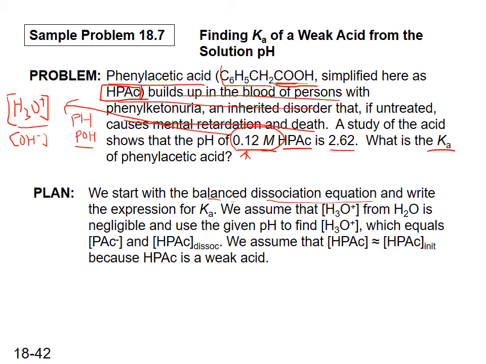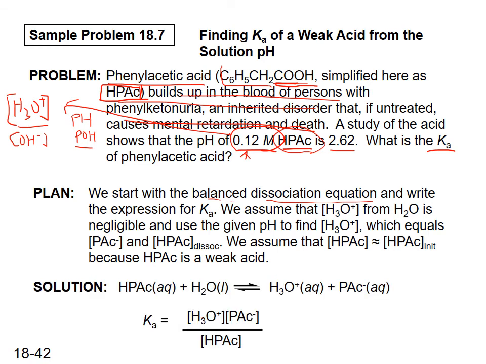So first we need to write the balanced dissociation equation, and that is this acid plus water becomes hydronium ion. That's the dissociation reaction. So this is the acid, simplified formula. Plus water becomes hydronium ion and the anion, which is PAC⁻. Okay, so any acid you can write like this equation.